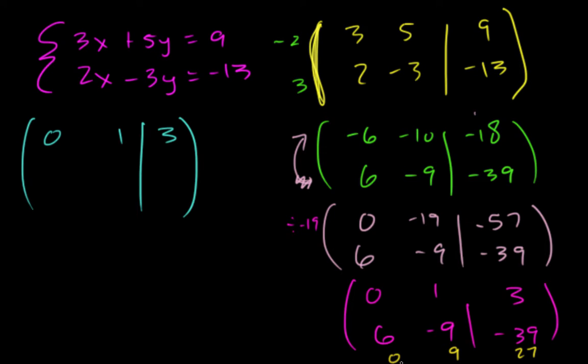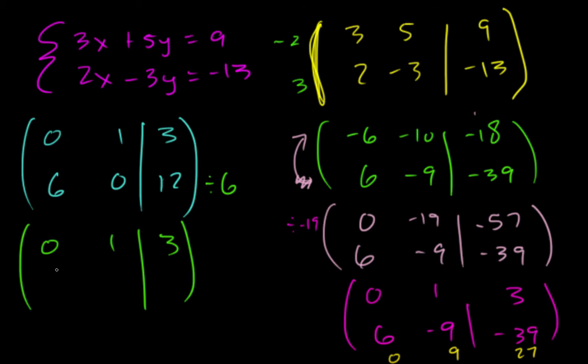And we add these, so we get 6, 0, and 12. Now we divide by 6. The top row stays the same. This is 1, 0, 2. And since this is x and this is y, y is equal to 3, x is equal to 2.